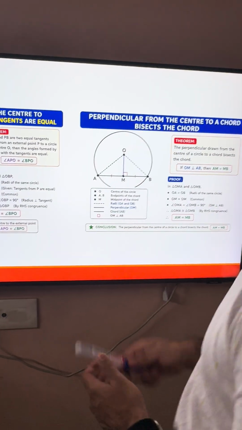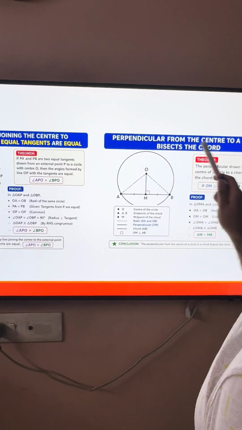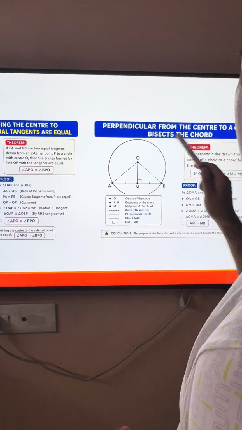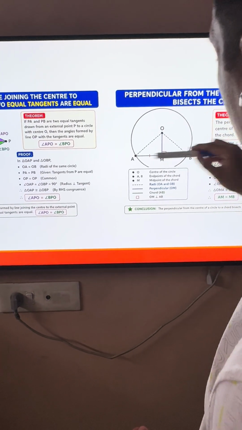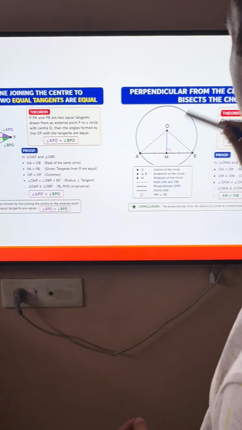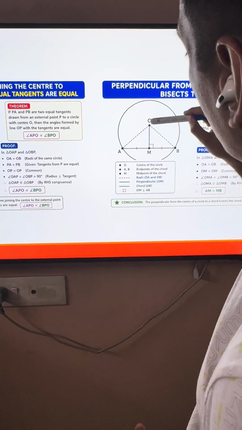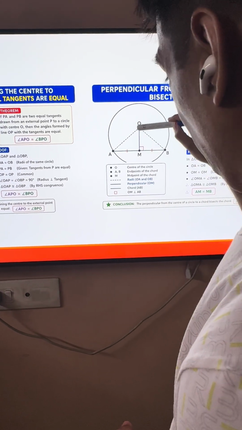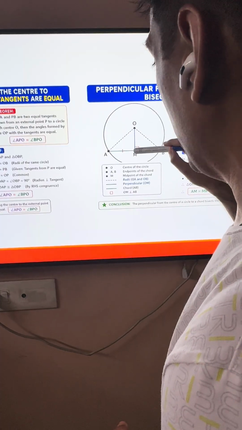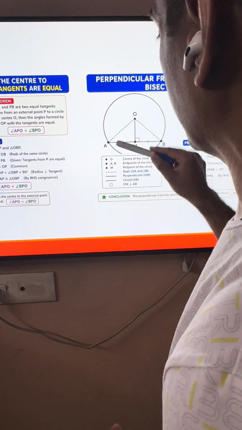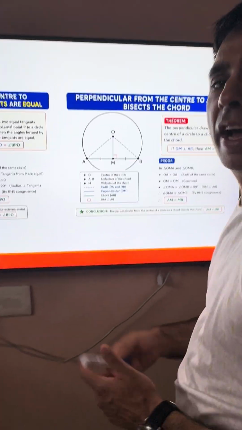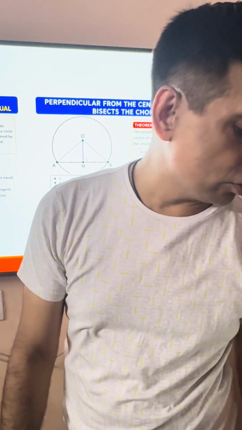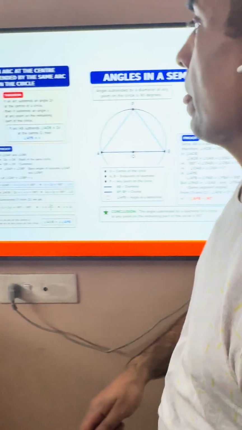Now the fourth one, I hope you remember, you did this in class 9: the perpendicular from the center to a chord bisects the chord. So if AB is the chord, it could be this chord or anywhere, but if I draw a perpendicular from the center to the chord, it will always bisect it. So AM will always be equal to MB. You have already done this in class 9. So let's go to our next theorem.